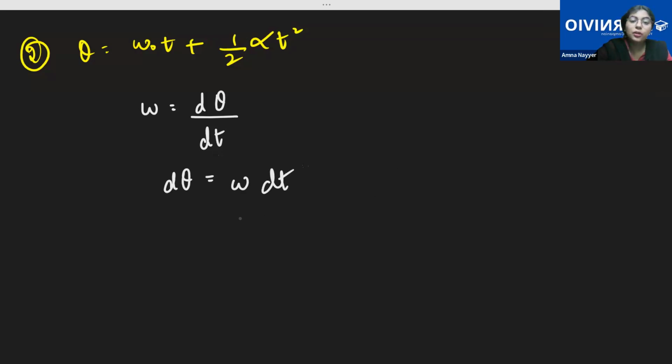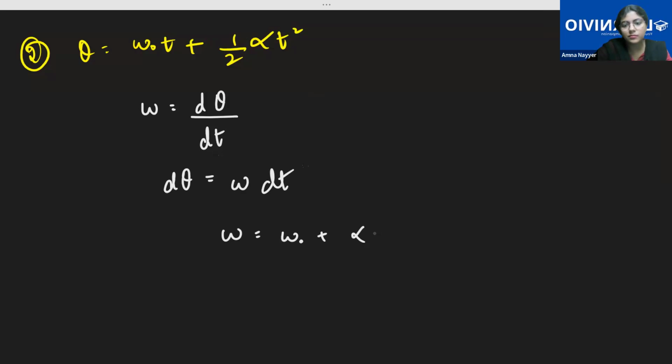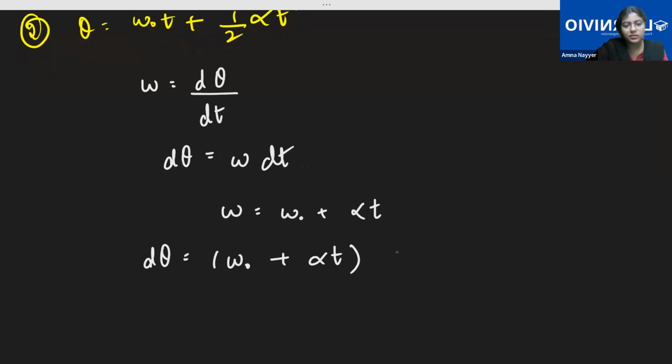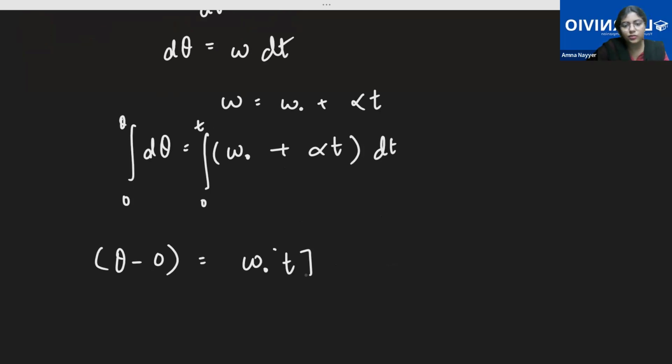Now the value of omega we'll put from the first equation. Omega is equal to omega naught plus alpha t. So d theta is equal to omega naught plus alpha t dt, integrating from 0 to t. So theta minus 0 is equal to omega naught t from 0 to t, plus alpha taken out, this will become t square by 2 from 0 to t.